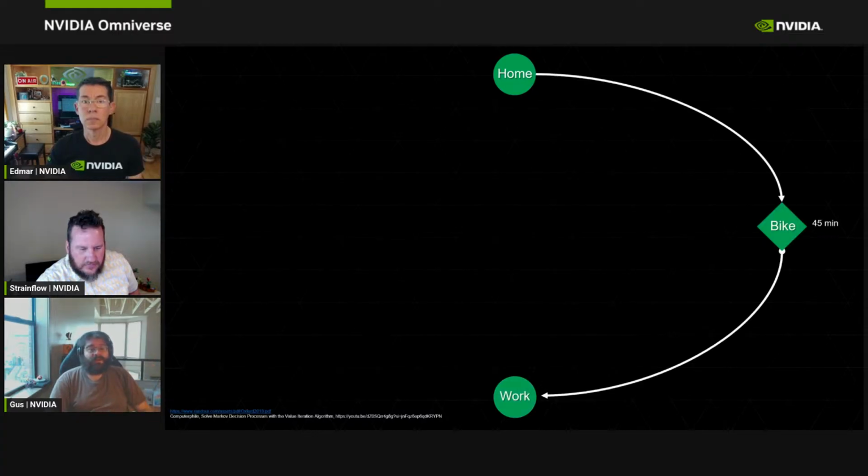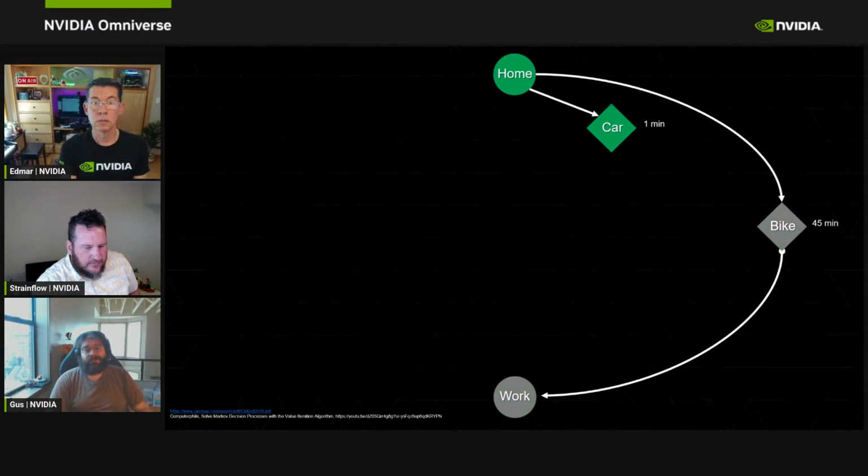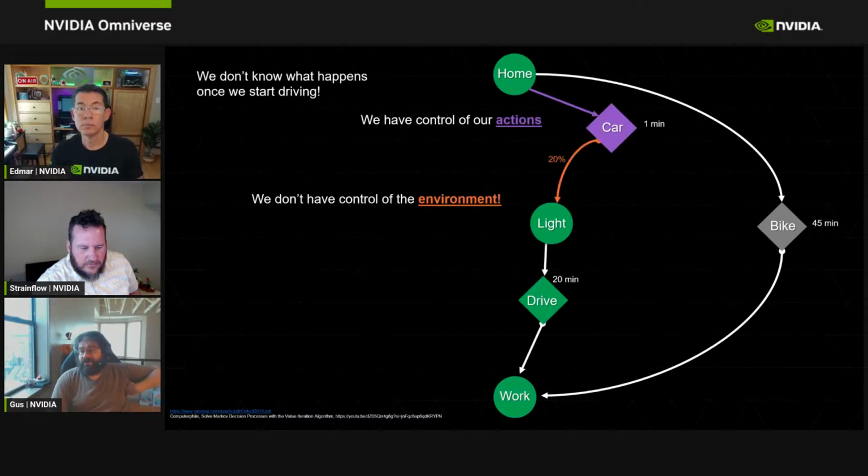And we know that when we take the bike, we have the most control, and that's going to be the same. So if we take the bike, we're guaranteed to get to work in 45 minutes. It's entirely in our control. Now, we could take the car, and it takes us about a minute to get into the car, and then from there, we can drive to work. Our action is what we have control over, but we don't have control over the traffic that we experience.